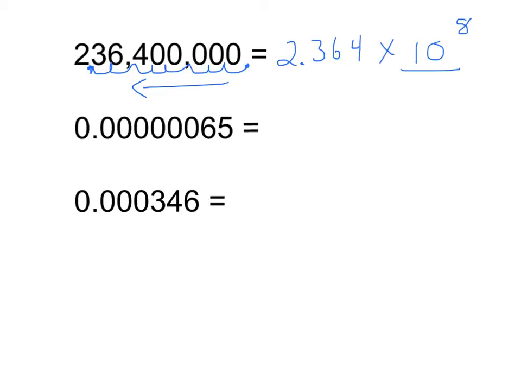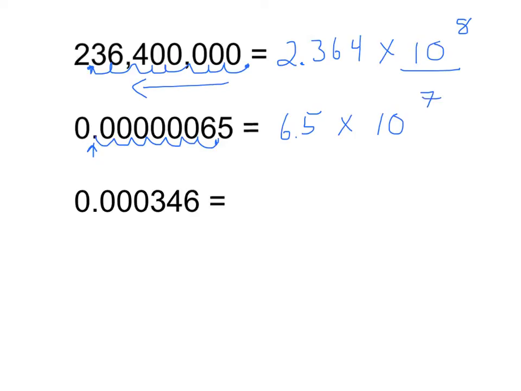In the next one, first determine where you want the decimal. I want it right here, so I only have one digit in front of it. So 6.5 times 10 to what exponent? Well, here's where my decimal starts, so I'm going to move it 1, 2, 3, 4, 5, 6, 7 places.